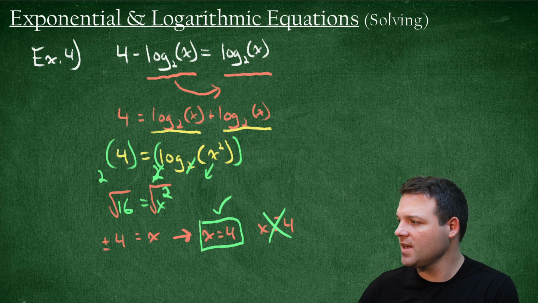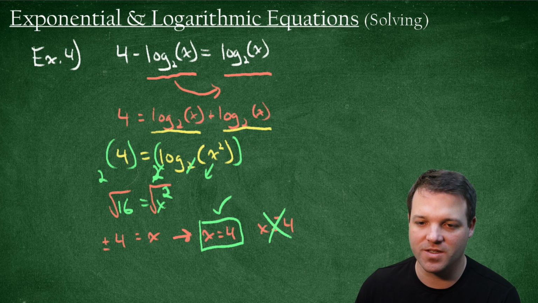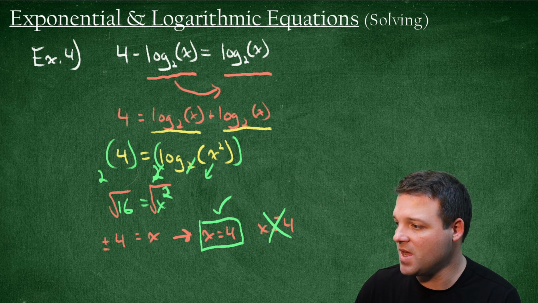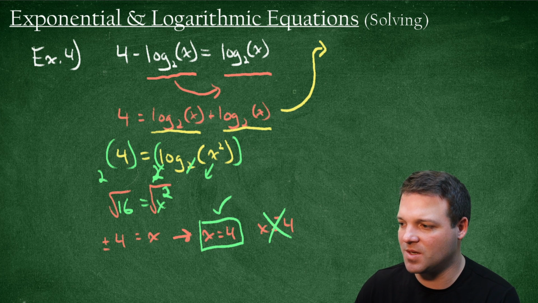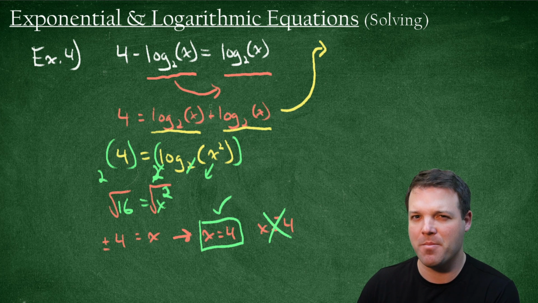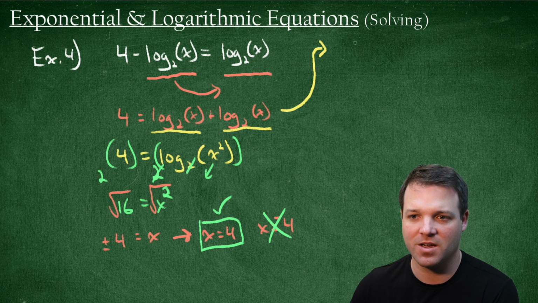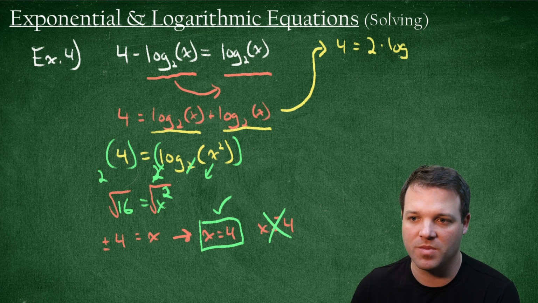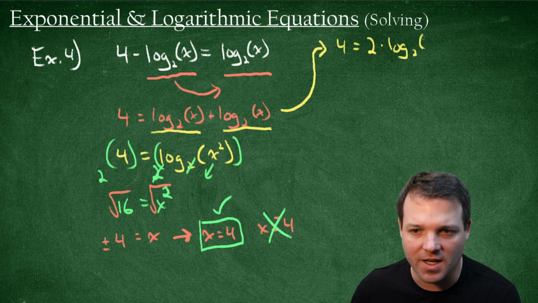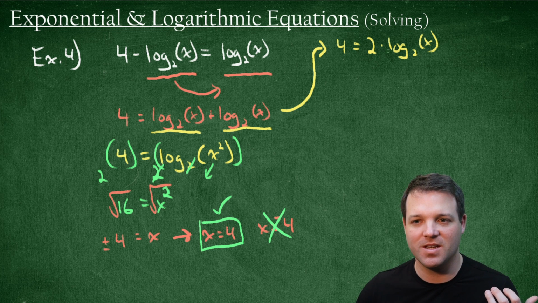Okay? Now, one last thing I want to talk about is that there are many, many routes that you can take to solve these types of problems. In fact, many of you may have, at this point, done something different. When you had 4 is equal to log base 2 of x plus log base 2 of x, well, these are the same exact terms. It's kind of like saying m plus m is equal to 2m, right? If I have 2 of these terms, then I could rewrite this as 4 is equal to 2 times log base 2 of x, right? And I want to show you that this is actually equivalent.